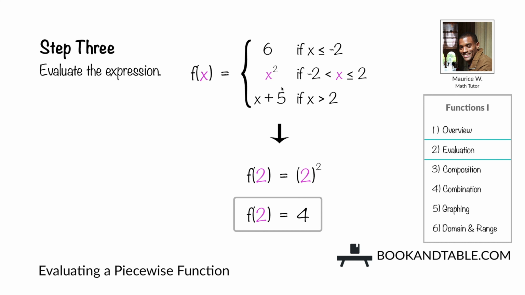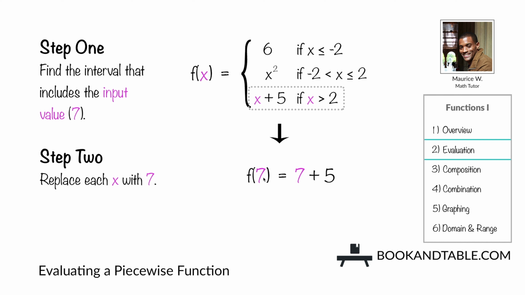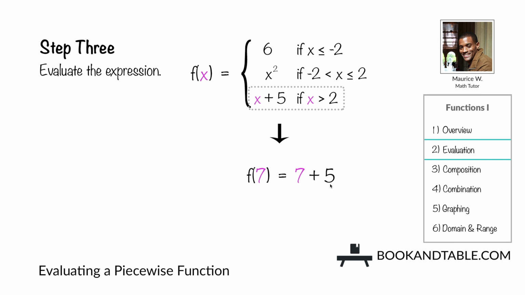So when the input value changed, we changed the expression that we used to evaluate the function. And again, for the third example, we had 7 as the input. And for the intervals, we see 7 is larger than 2. So we want to use x plus 5 to represent the function f. And now we want to replace each x with 7. So that's how we get f of 7 is equal to 7 plus 5. And now that we've replaced x with 7, we want to evaluate the expression 7 plus 5, which should be equal to 12.